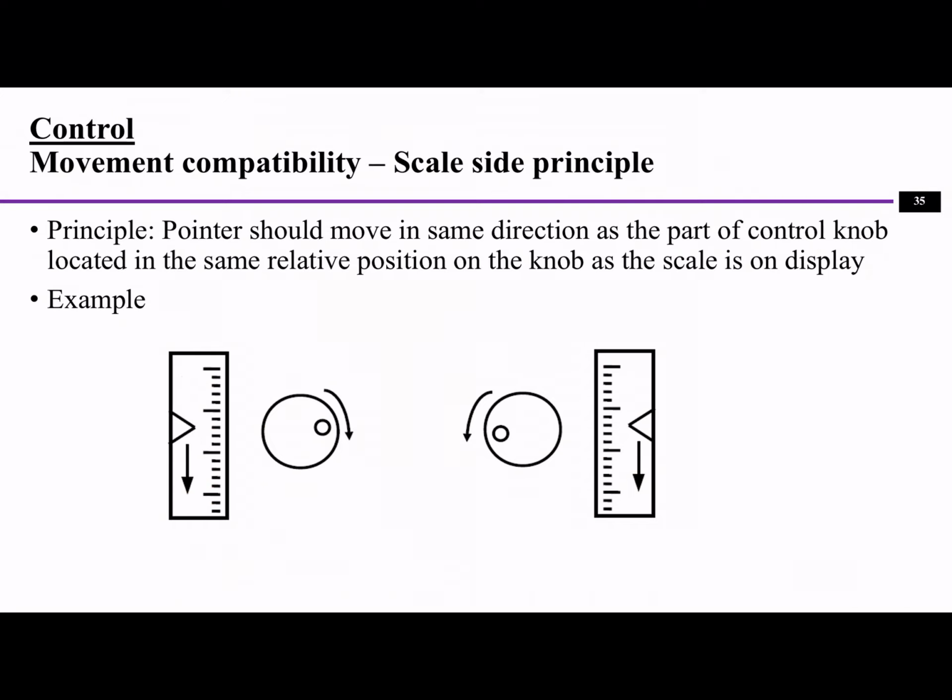So the scale side principle is that when we're designing a control, and we want the control to be similar to the one on a display, we should use the same direction for the part of our control knob. So say if you want to move the value of the display in this direction, then you have to turn the knob in this direction. Same way with this one.